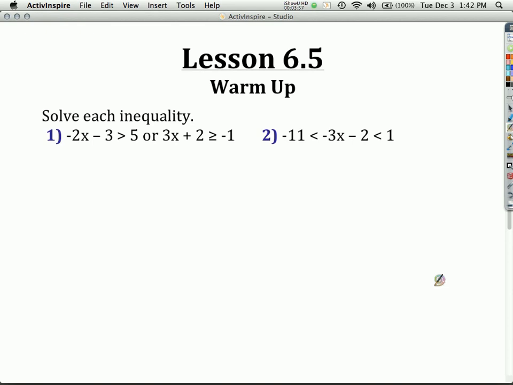X is less than -4 or x is greater than -1. Okay, Chris? X is less than -4, x is greater than or equal to -1. Okay, it sounded slightly different. Go ahead, Nathaniel. X is less than -4, or x is greater than or equal to -1.